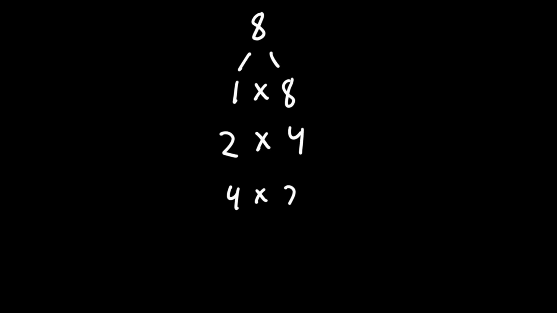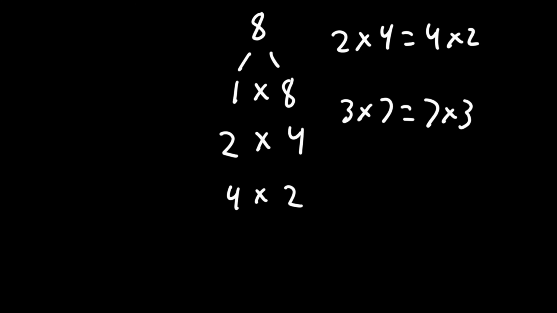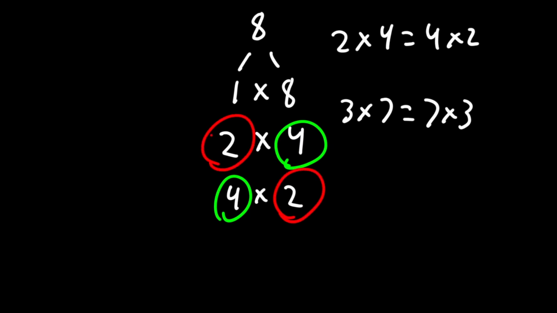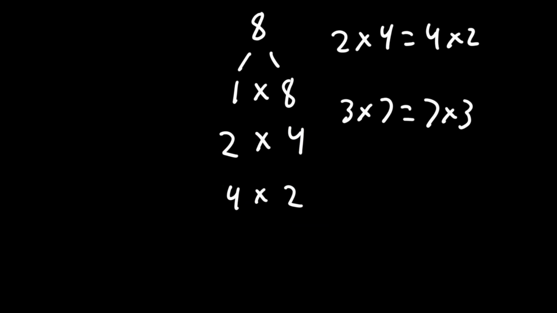Now what about 4? 4 times what equals 8? 4 times 2 equals 8. But notice how we have 2 times 4 up here. When we're multiplying things, it turns out that it doesn't matter if we switch the order. If we do 2 times 4, it's the same thing as 4 times 2. If we do, for example, 3 times 7, it's the same thing as 7 times 3. Notice that these pairs have the exact same factors. So really, these factor pairs are the exact same.